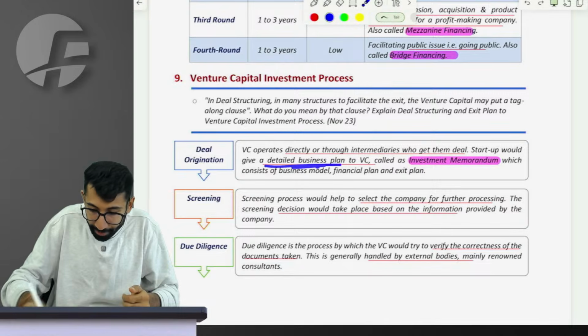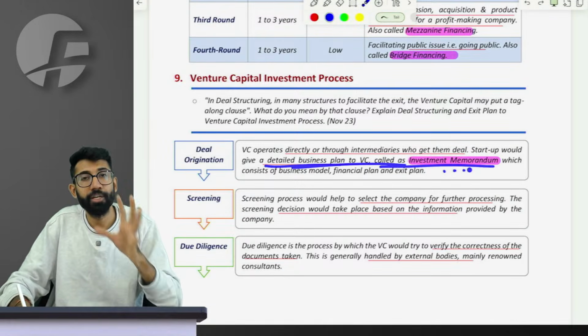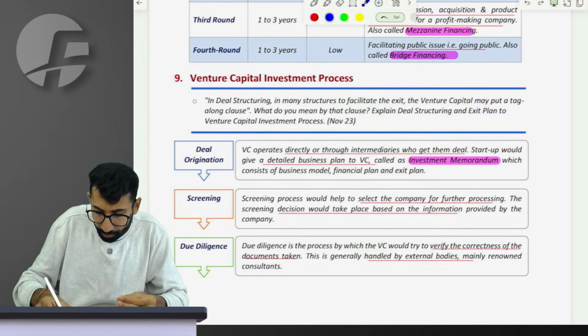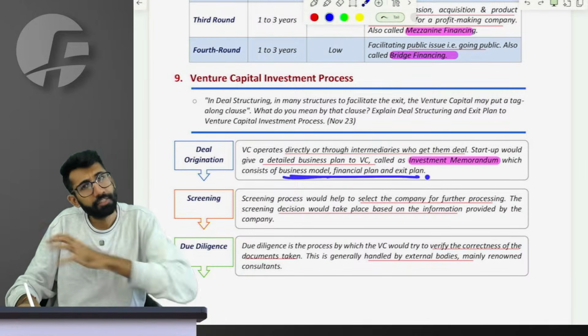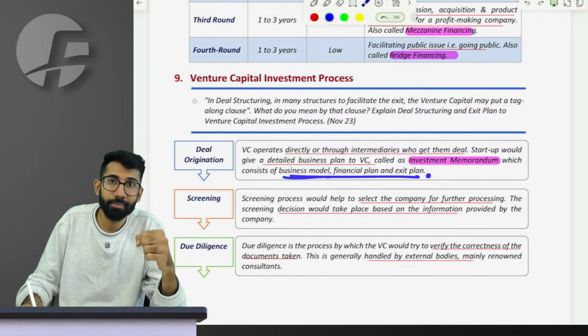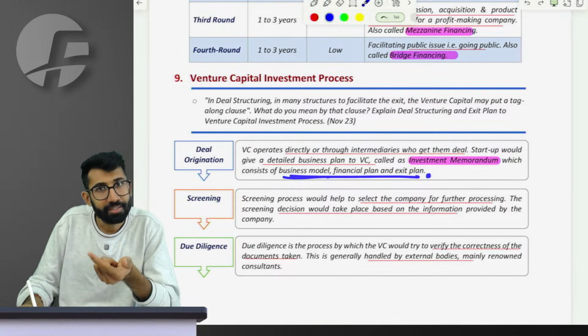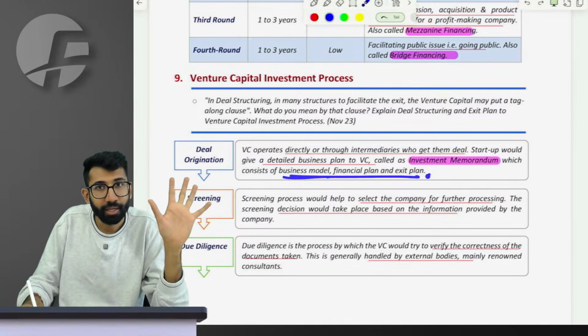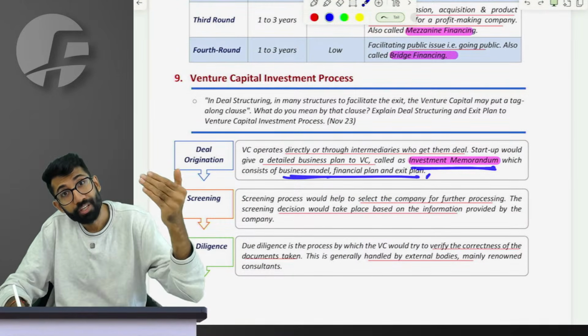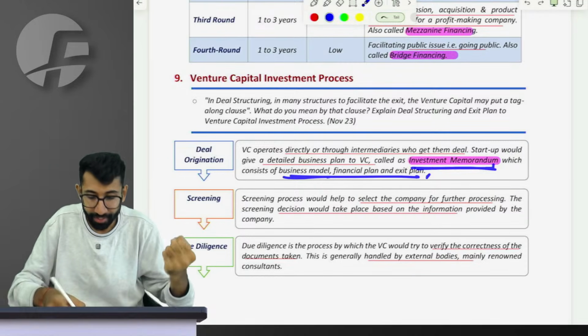So the startup submits an investment memorandum to them. The investment memorandum is the entire plan, right? The business model, the finance plan, the exit plan, like an end-to-end story about the money of the VC. How will money be acquired, what will they do, how will they make more money, how will they get the exit, the financial projections and everything. Startups submit this investment memorandum to the VC, and this is how the VC gets the deal.